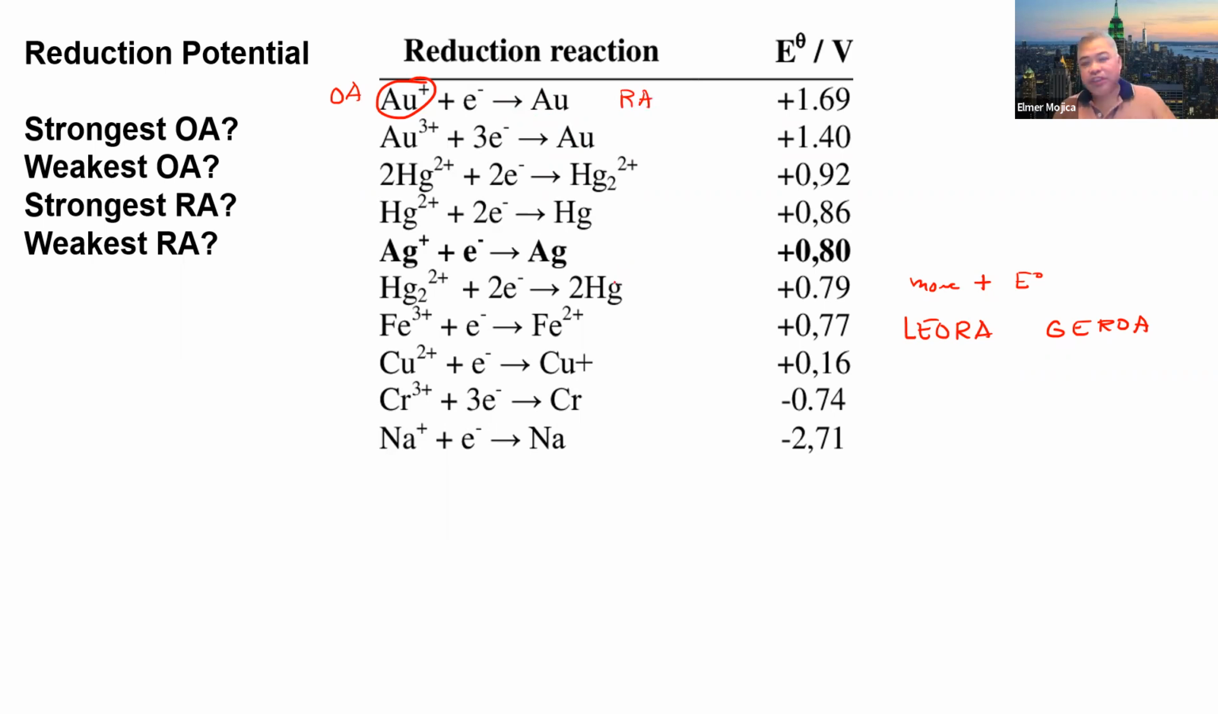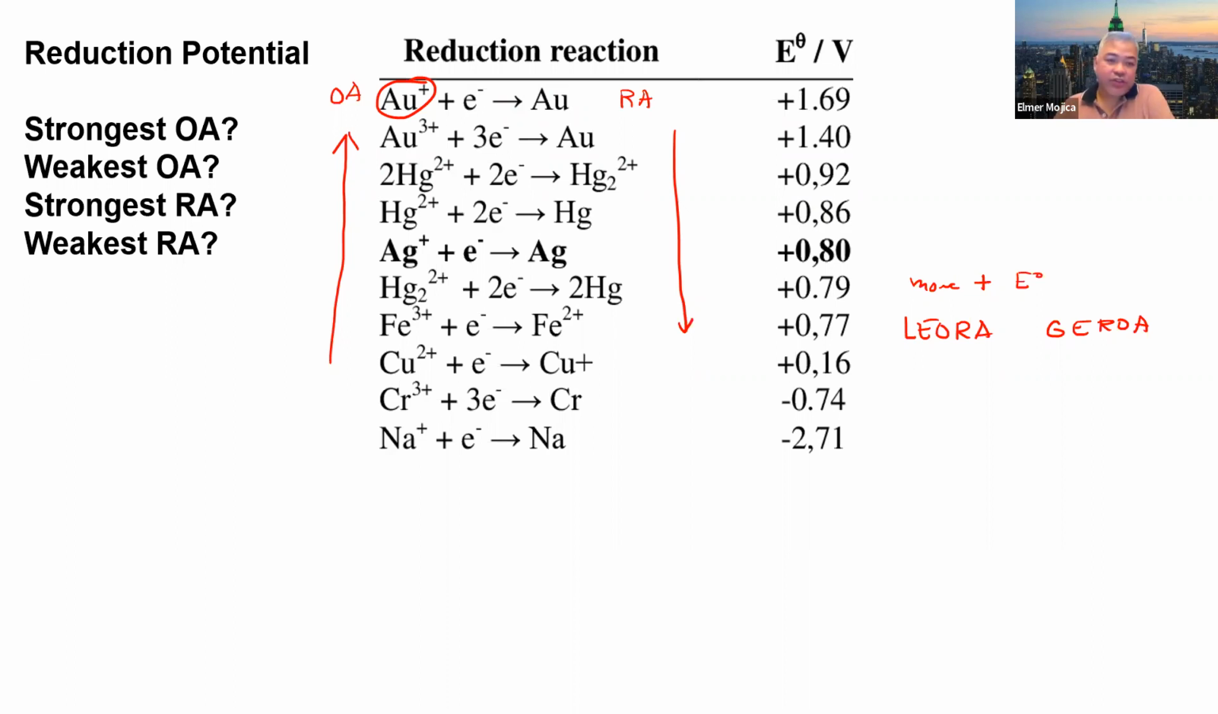Now, the way that we can look at the trends of this: the more positive your reduction potential, the stronger is the oxidizing agent. For the reducing agent, usually it is the metallic form. The more negative your reduction potential, the stronger is the reducing agent.